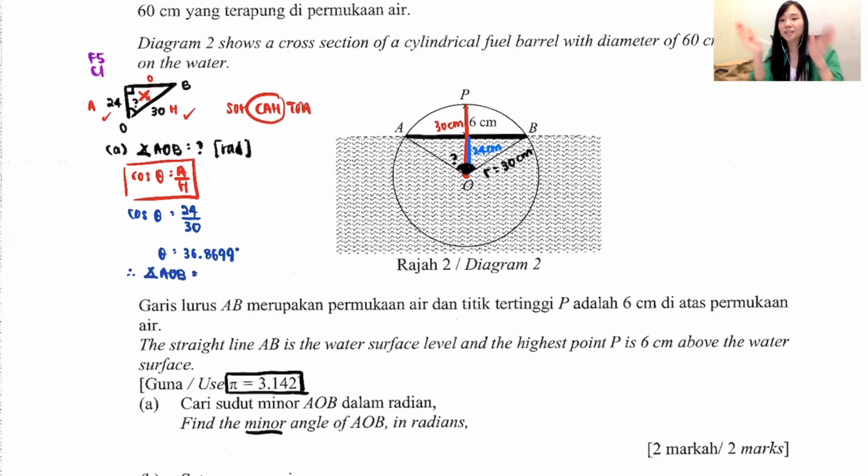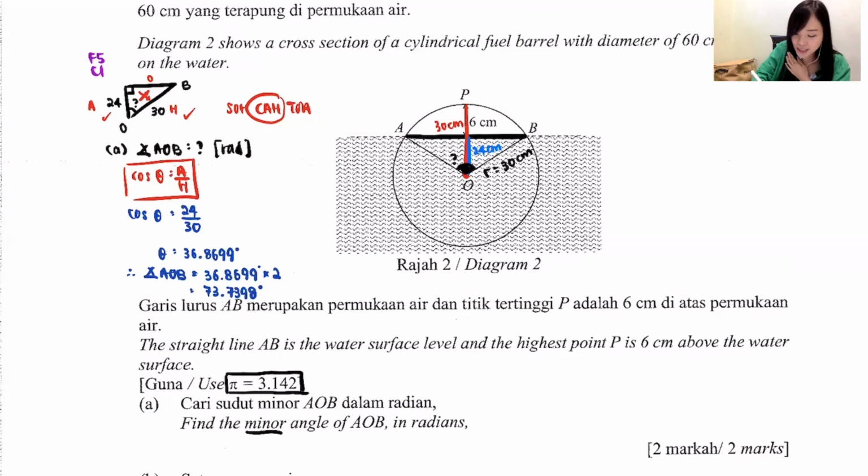Please understand that just now the full triangle is like this, but now the right angle triangle, you're only getting half of it. So if you're only getting half of it, and you want to find your angle for AOB, you should take this answer and times 2. So if I times 2, I will get 73.7398 degrees. But will I stop here?